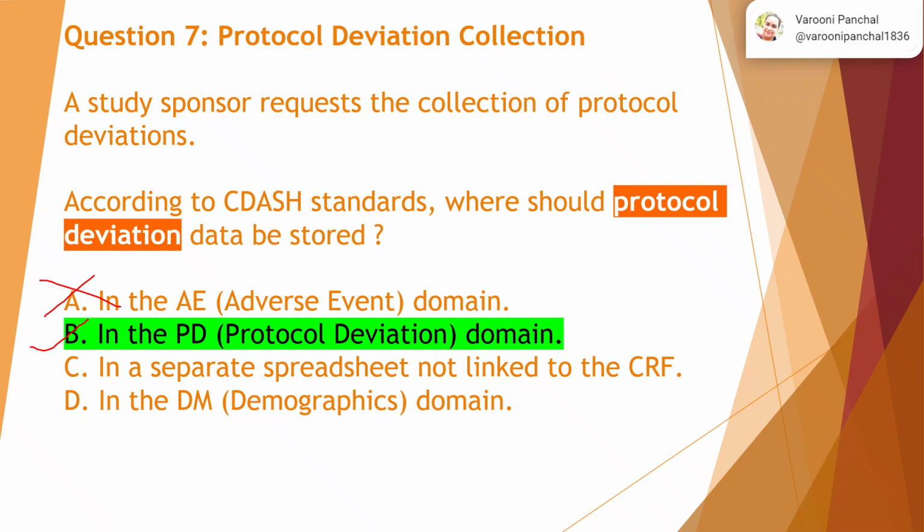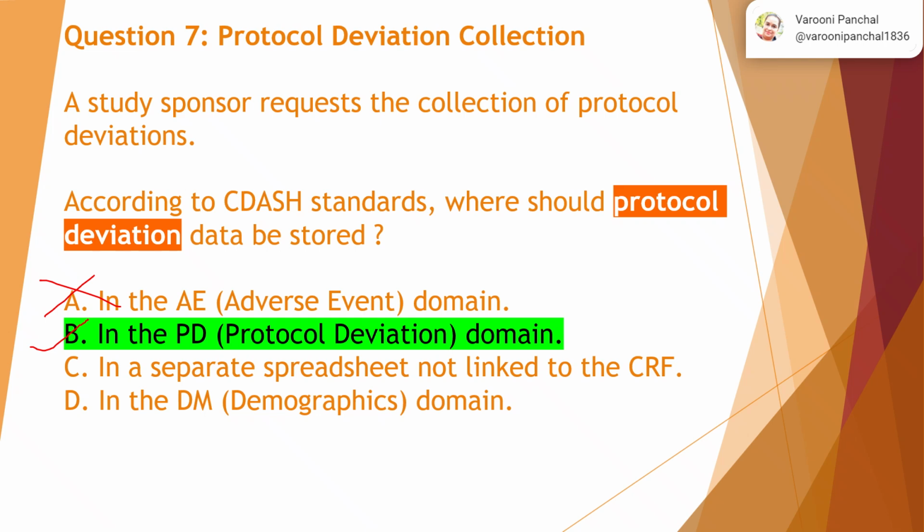The protocol deviation is nothing but any deviation. For example, in a protocol there is a specific assessment that on this particular date and at this particular time this kind of measurement should be taken. Now if that measurement is not taken as per the scheduled time in any clinical trial study, it relates to deviation, right? So that is why it is called protocol deviation.